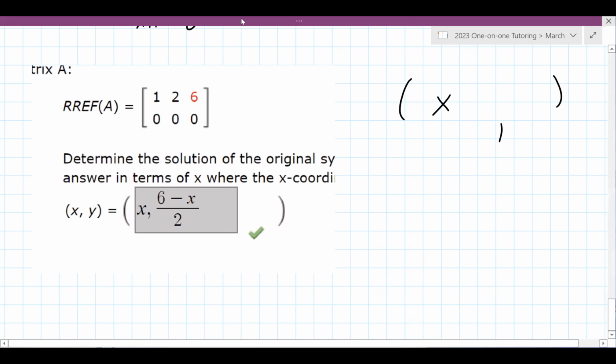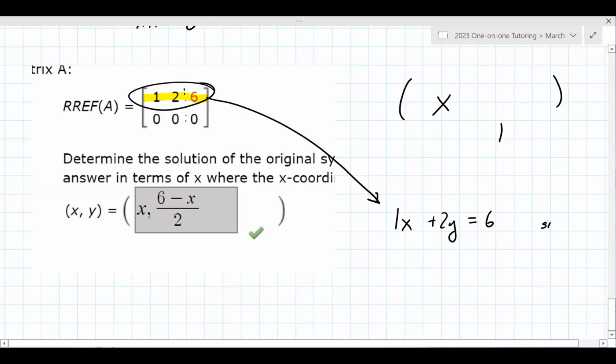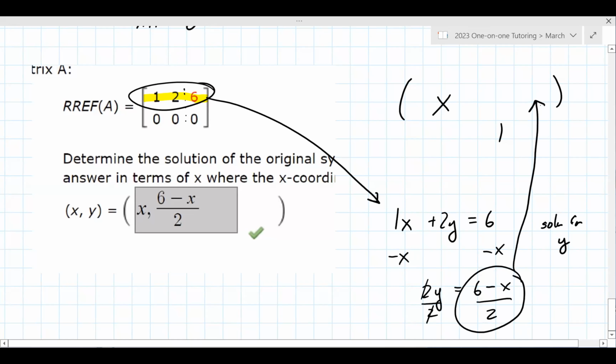You look at that first row, and you write it out as 1x plus 2y equals 6. So that last column is always the right-hand side of the equation. And then you solve for y. So you subtract x from both sides, divide by 2, and there's your answer.